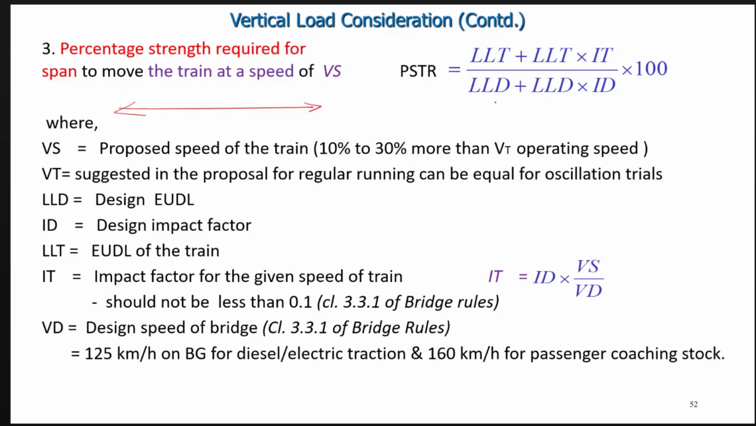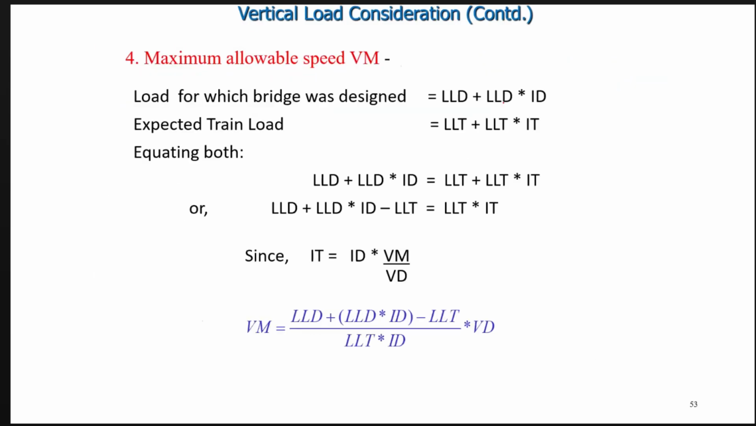Basically, this is the total live load, the total design UDL with impact, made equal to the total of our train load, and dividing by that we get the percentage.